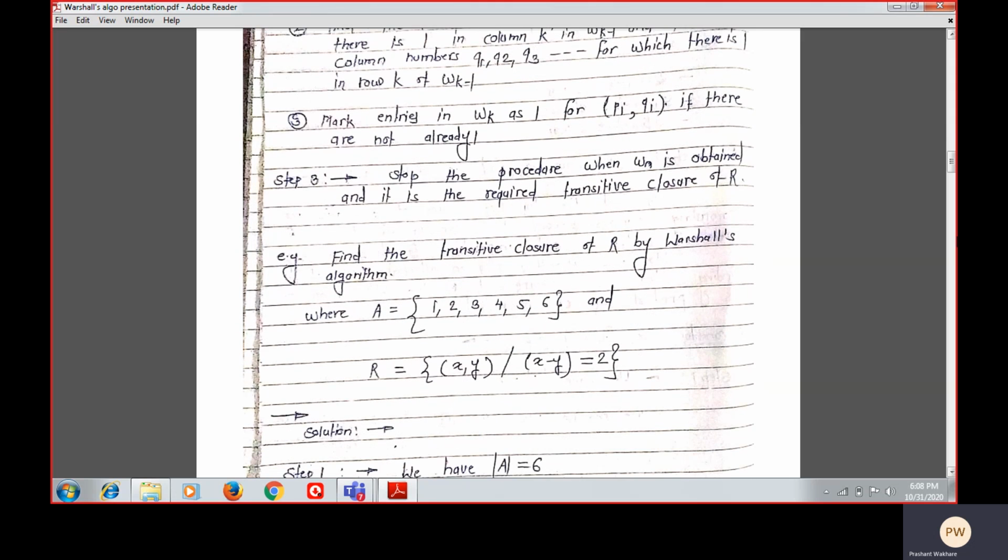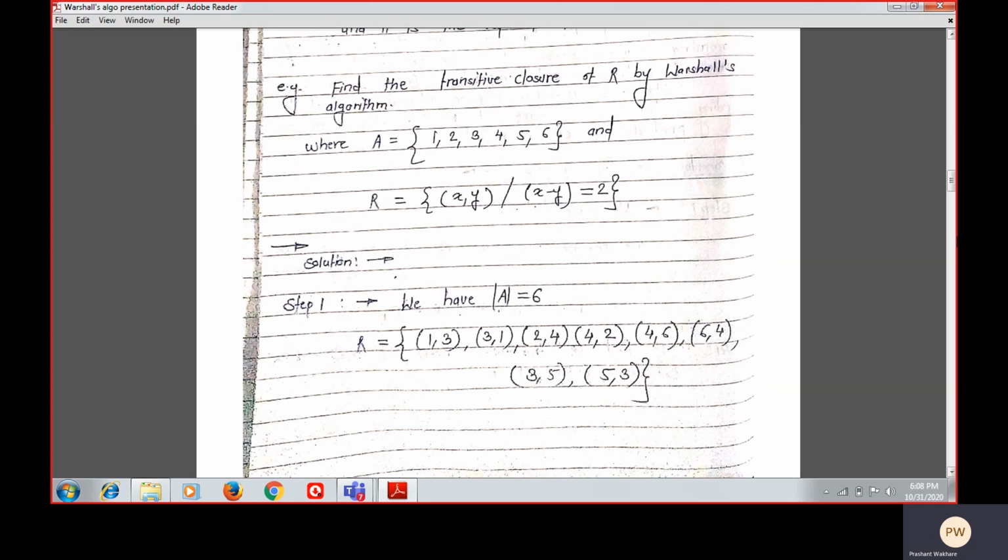We will be more clear with an example. In the given example, A is equal to {1, 2, 3, 4, 5, 6} and the relation is {(x, y) | y minus x equal to 2}. First step, you have to find out mod A. Here mod A will be 6 because in the set there are a total of 6 elements. Your relation will be {(1,3), (3,1), (2,4), (4,2), (4,6), (6,4)}, because the relation is that the difference should be 2. Therefore I have selected all these pairs, for example 3 minus 1, 4 minus 2, 6 minus 4, the answer is 2.